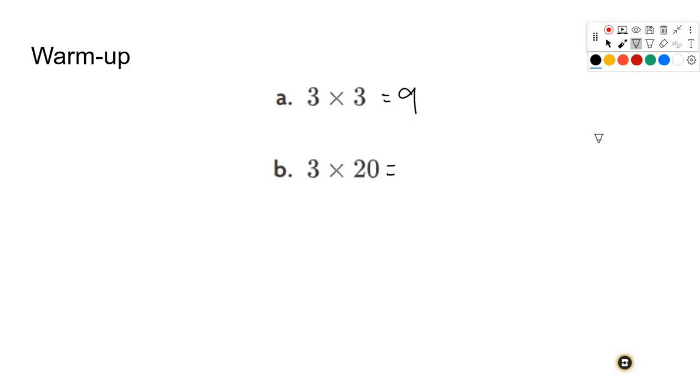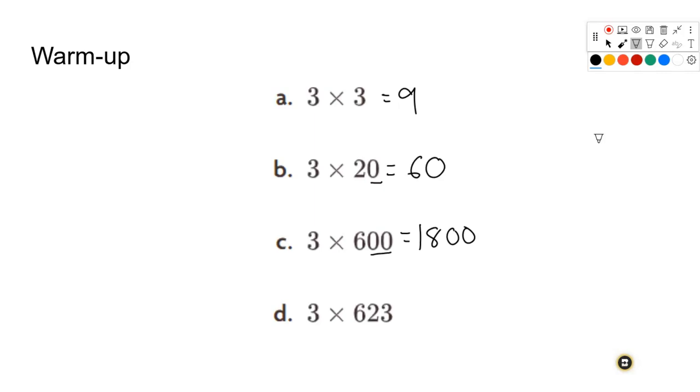I know 3 times 2 is 6, and I know there was a 0 I had to slap in. All right, perfect. Next. What is 3 times 600? I know there are 2 zeros right here. Go ahead and type it in the box. I know 3 times 6 is 18, and I'm going to slap the 2 zeros in. And last one, in the box, go ahead and type what you think 3 times 623 is.